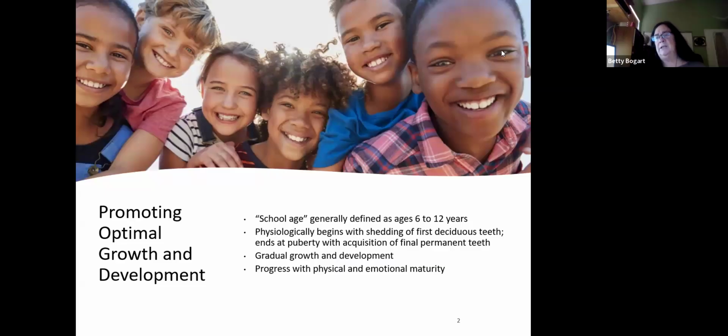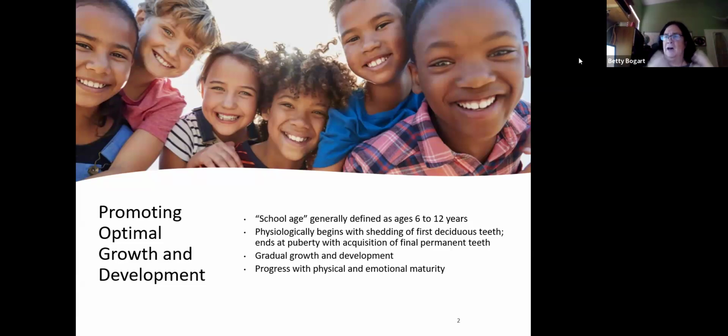So, school age. Now, you're going to see different ages in reading, but mostly school age is 6 to 12. My dissertation was on school age, and I saw it from 5 to 11, 5 to 13, 6 to whatever, but for us, it's ages 6 to 12.